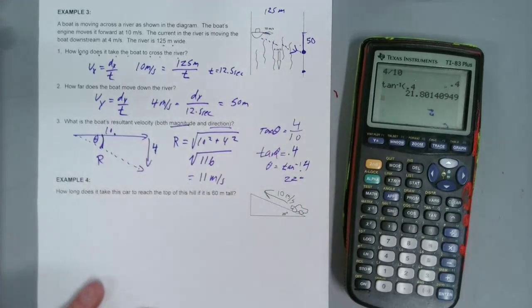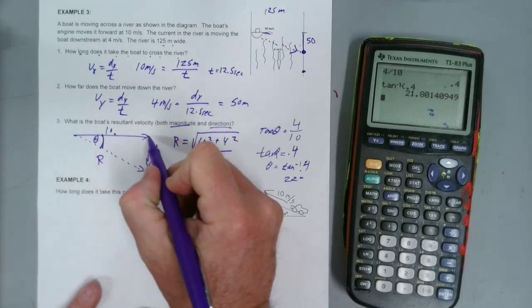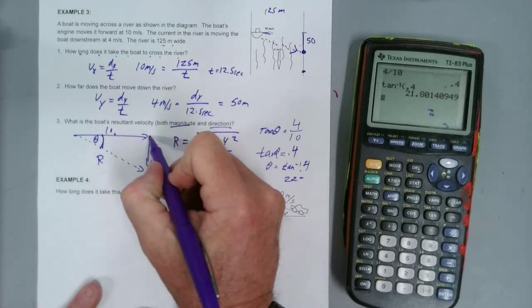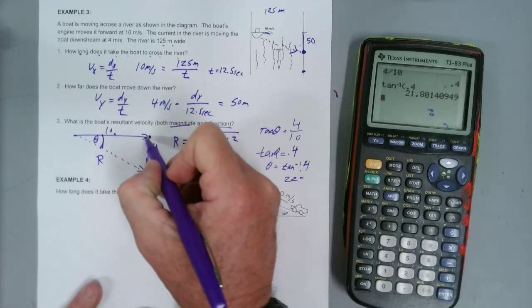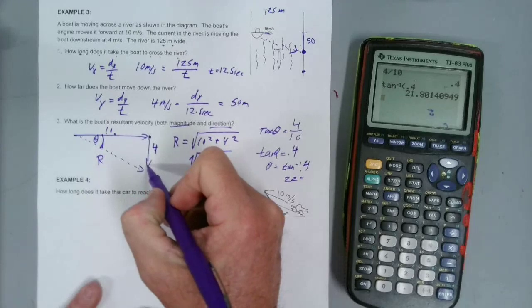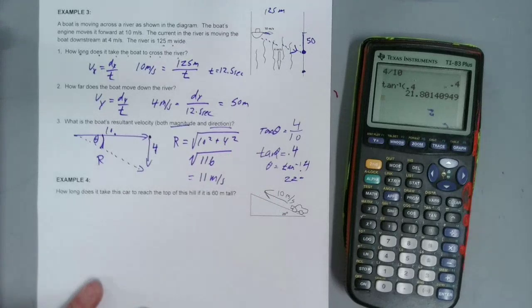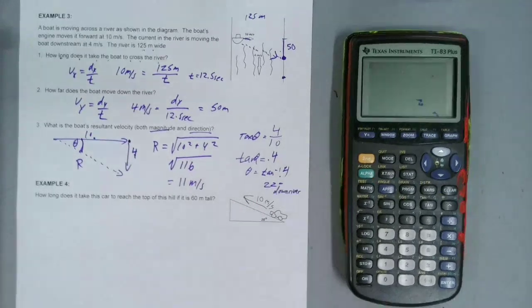It's 22 degrees downriver. Because think, I should normally go straight across, but I don't wind up straight across. I wind up at an angle of 22 degrees down from straight across the river. And then we would say that as being downriver.